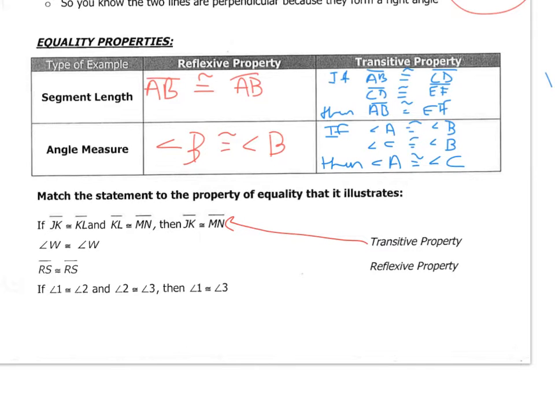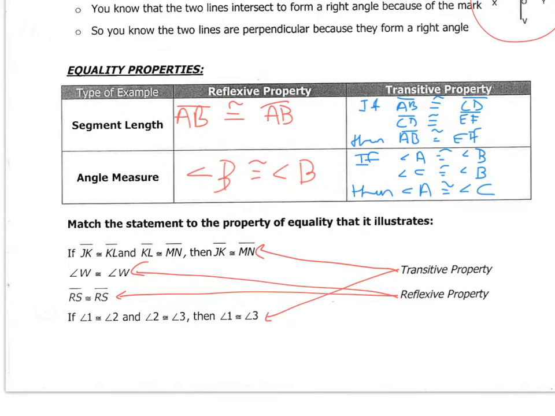Angle W is congruent to angle W is the reflexive property. And RS is congruent to RS is the reflexive property. And if angle 1 is congruent to angle 2, and angle 2 is congruent to angle 3, then angle 1 is congruent to angle 3. That would be the transitive property. Now, if we flip to the back side, I would like to do one example to help you get started on your homework.